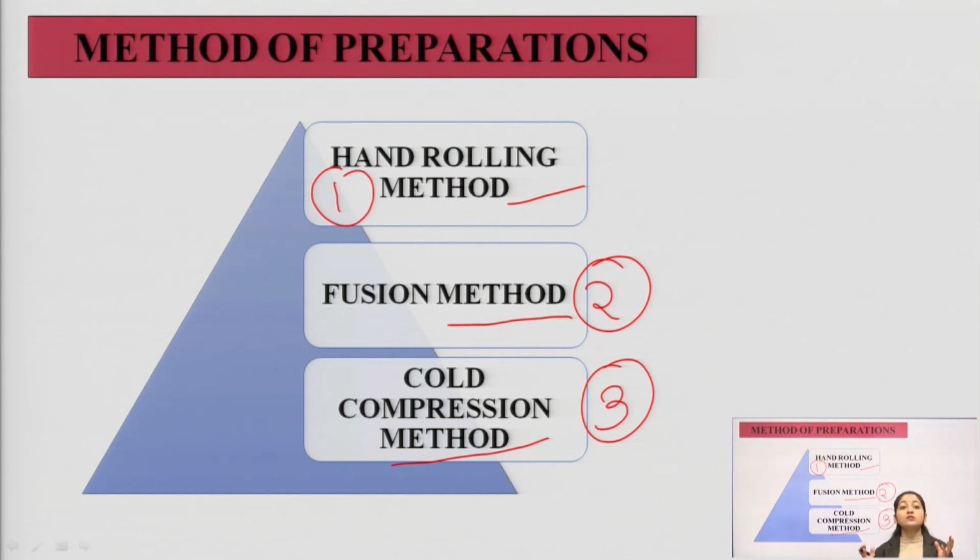When we want to produce 100 or lakhs of suppositories, we do not go for the hand rolling method or the fusion method. We often choose the cold compression method. So, now let us understand these methods in a deeper way.